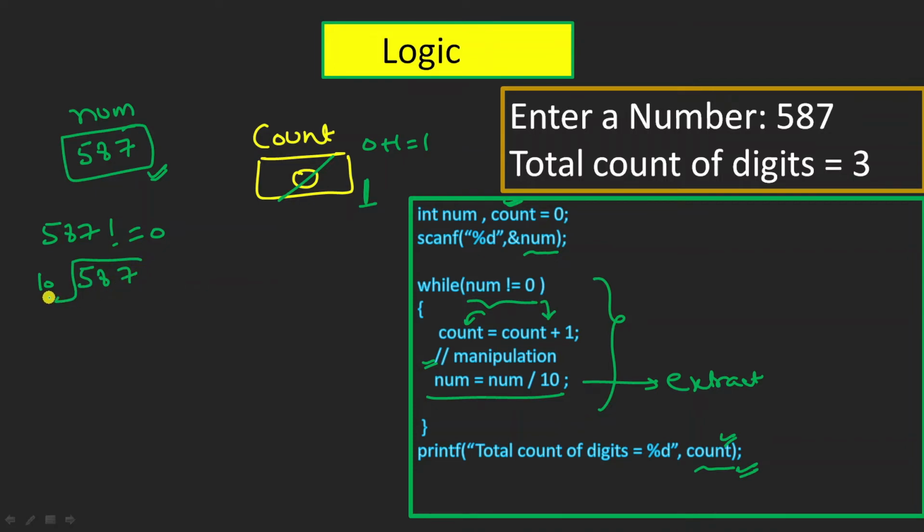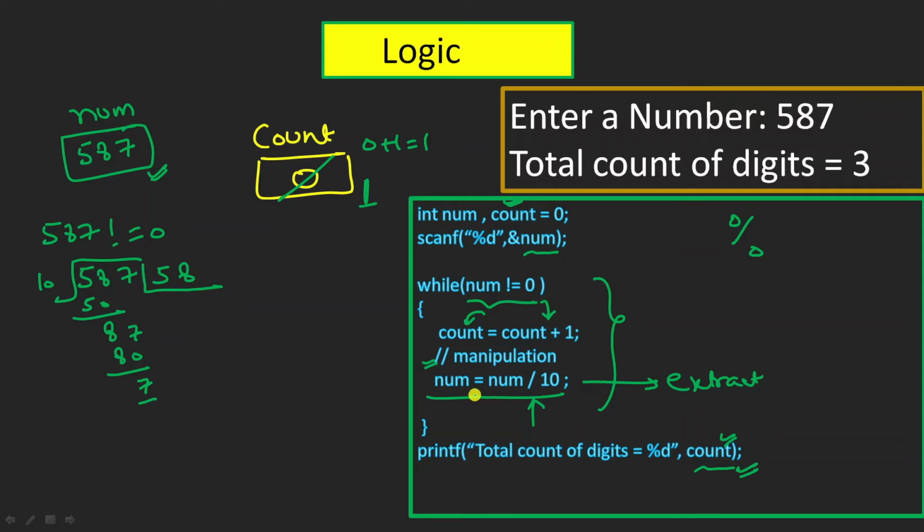So if you divide this 587 by 10, what will you get? 10 5s are 50, right? Then 8, and then you will take 7. 10 8s are 80, and then you will get 7 as the remainder and 58 as the quotient. Here you can see I have taken the quotient. I have not taken the remainder, because I am not interested in this 7. I am interested in this 58.